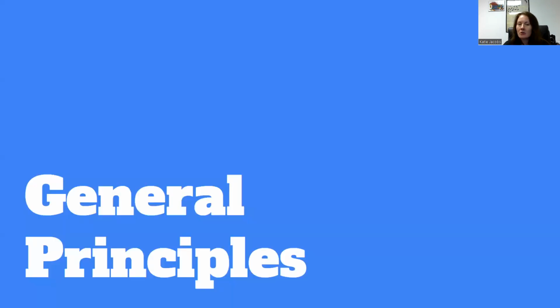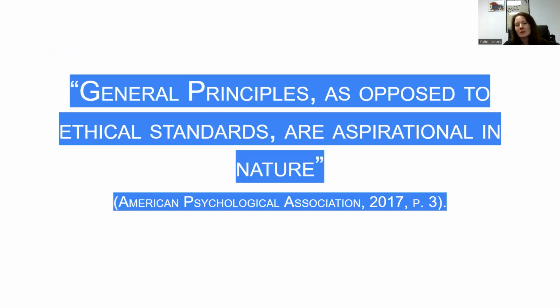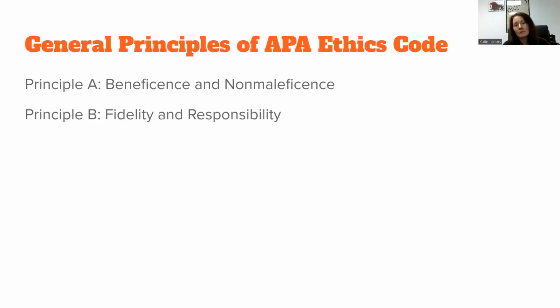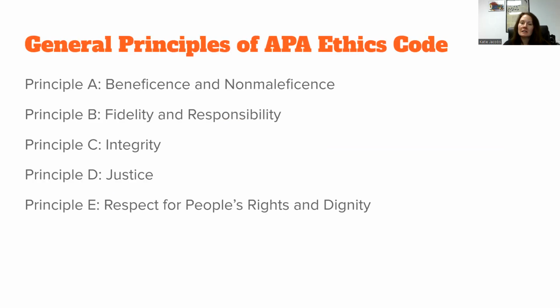So let's start out with the general principles. And according to APA, the general principles, as opposed to the ethical standards, are aspirational in nature. So what this means is that these are kind of our ideals. These are what we shoot for, and they are what we want to try to do. So there are 5 different general principles of the APA code. There's beneficence and non-maleficence, fidelity and responsibility, integrity, justice, and respect for people's rights and dignity.